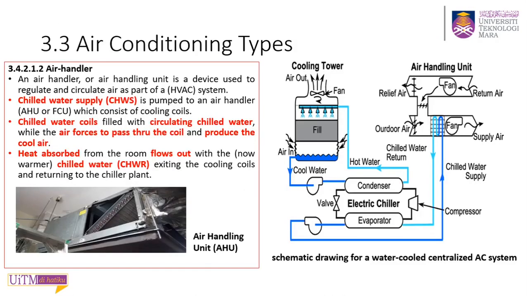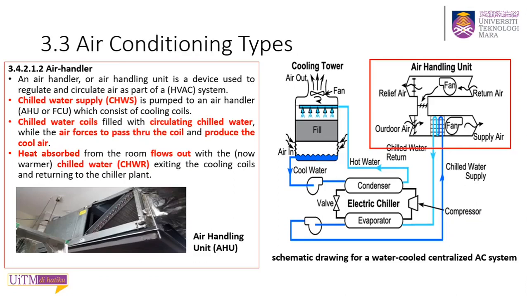Now, let's look at the second important component for a centralized air conditioning system, called the air handler. Air handlers are the component responsible for treating air before it is supplied back to the space. There are two types of air handlers, either an air handling unit or AHU, or a fan coil unit, FCU. The difference between both air handlers is the type of air conditioning process that it can do and their installation location.